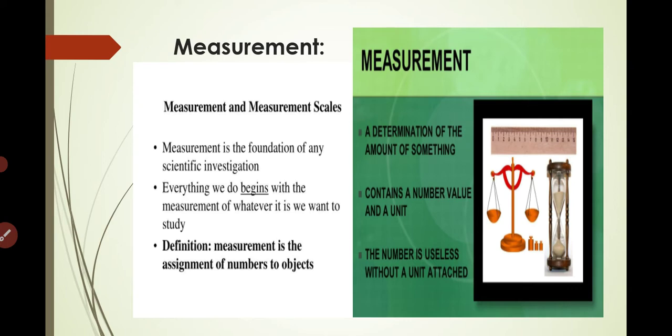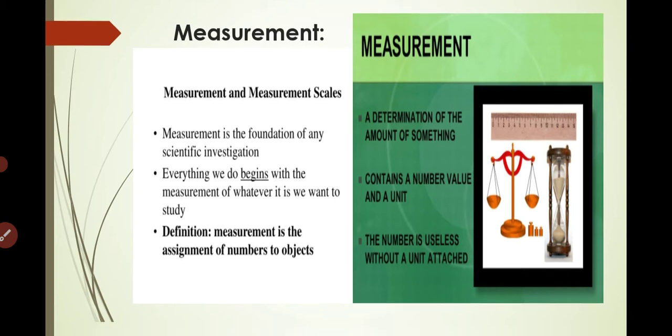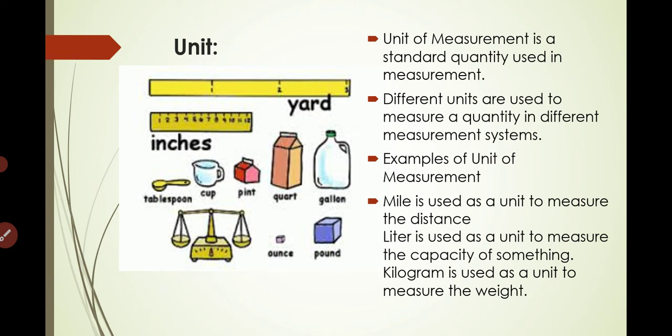So the definition of measurement is, it is the assignment of numbers to objects. It is a determination of the amount of something. It contains a number value and a unit. The number is useless without a unit attached. The unit of measurement is a standard quantity used in measurement. Different units are used to measure a quantity in different measurement systems.